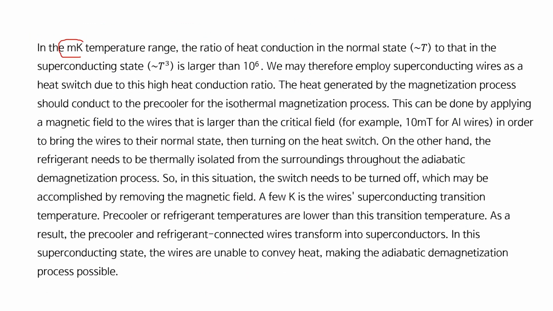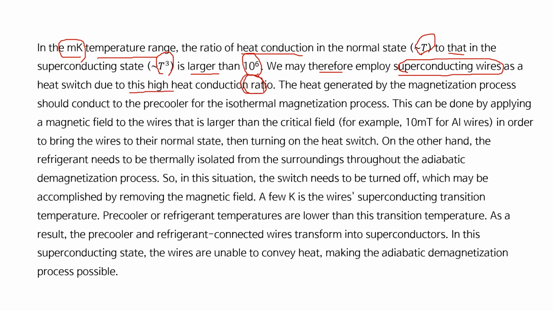In the mid-Kelvin temperature range, the ratio of heat conduction in the normal state, proportional to temperature T, to that in the superconducting state, T cubed, is larger than 10 to the 6. So we may therefore employ superconducting wires as heat switches due to this high heat conduction ratio.